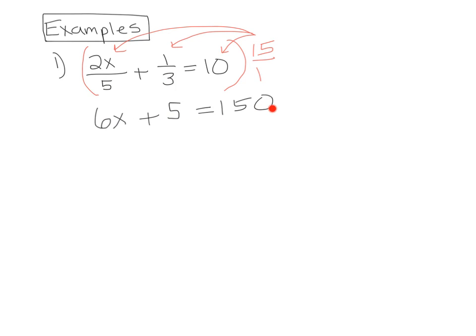Now this is linear, so you just solve. Subtract 5 from both sides, 6x equals 145, and then divide both sides by 6, and x equals 145 over 6. All right? So you're canceling, getting rid of fractions. All right, let's try another one.